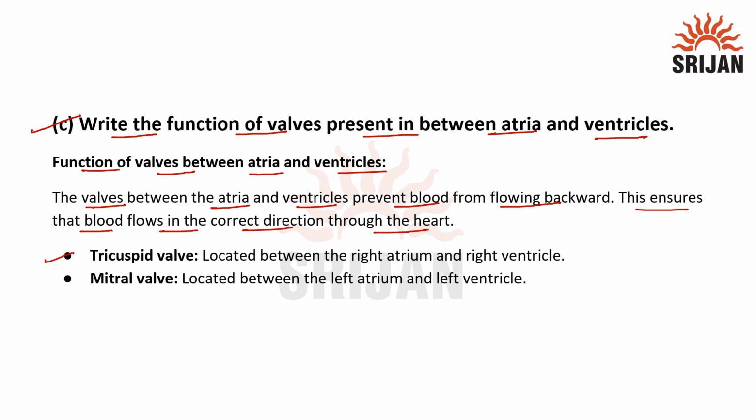First is tricuspid valve, which is located between right atrium and right ventricle, and next is mitral valve, also known as bicuspid valve, which is located between left atrium and left ventricle.